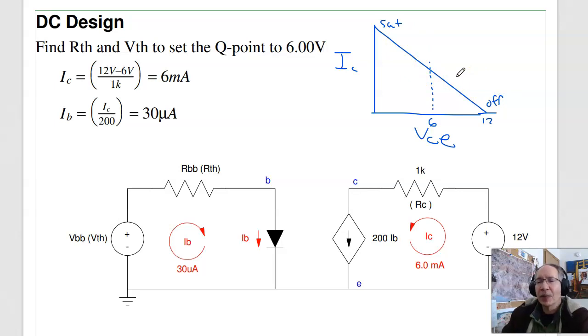Design would be kind of going backwards. Instead of given the resistors, find the operating point, this is given the operating point, find the resistors. So suppose I want the operating point to be 6 volts, meaning I want IC to be 6 milliamps. If IC is 6 milliamps, then IB is 6 milliamps over beta, 30 microamps. And find VBB, RB to make this 30 microamps. Now, problem: I have two unknowns, one equation. So somebody's arbitrary.